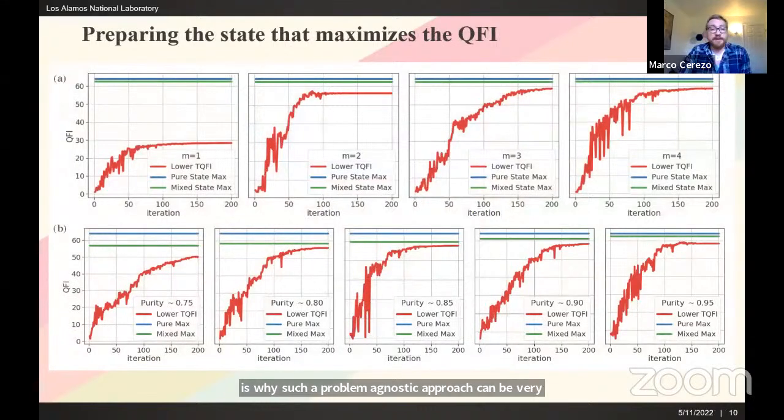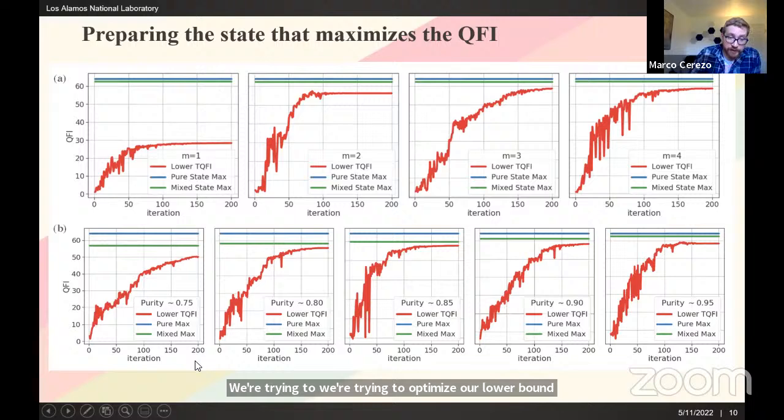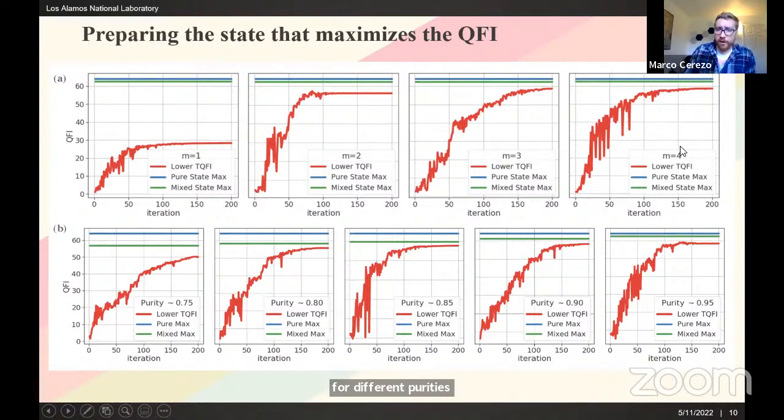Very quickly, just to wrap things up, this is one of the numerical results where we're trying to optimize our lower bound, which is going to be our bound on the quantum Fisher information. You can see that as the number of iterations increases and we train the circuit that prepares a good quantum state, the lower bound for the quantum Fisher information increases as expected. We can try this for different purities. This is related to another type of bounds that we have. But overall, the idea is that we can reach almost the absolute maximum, or in some cases the absolute maximum, that is possible for a given quantum state with a given purity, right?